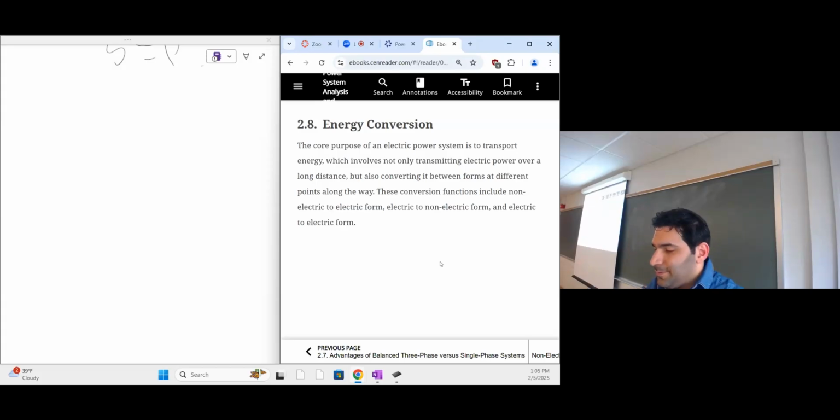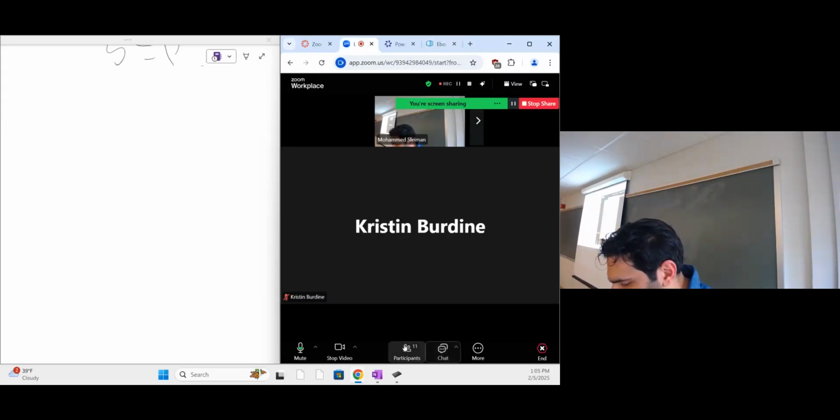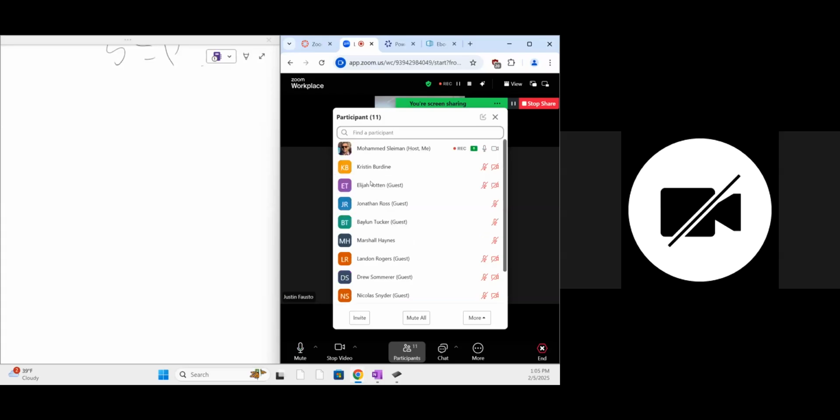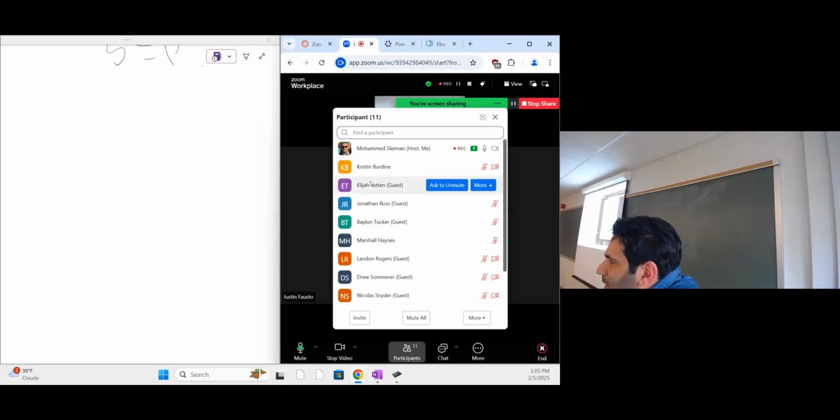For energy conversion, can you list for me a few types of energy conversion schemes? If no one is sharing, I would start calling names. Let's start with MSU people this time. Justin, what do you think from MSU? Are you talking about like delta to Y conversions? No, I'm talking about the forms of energy conversion in general.